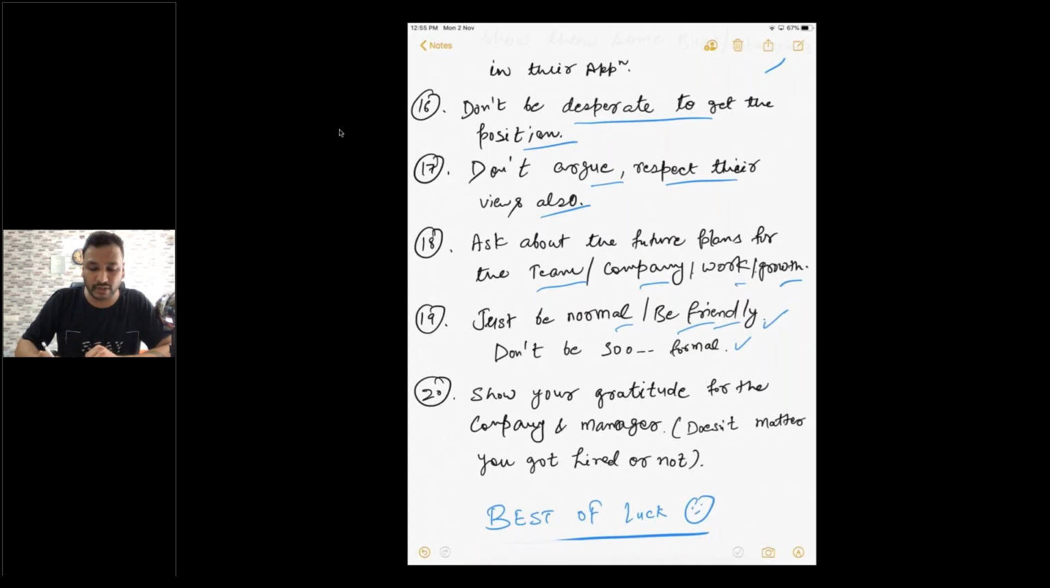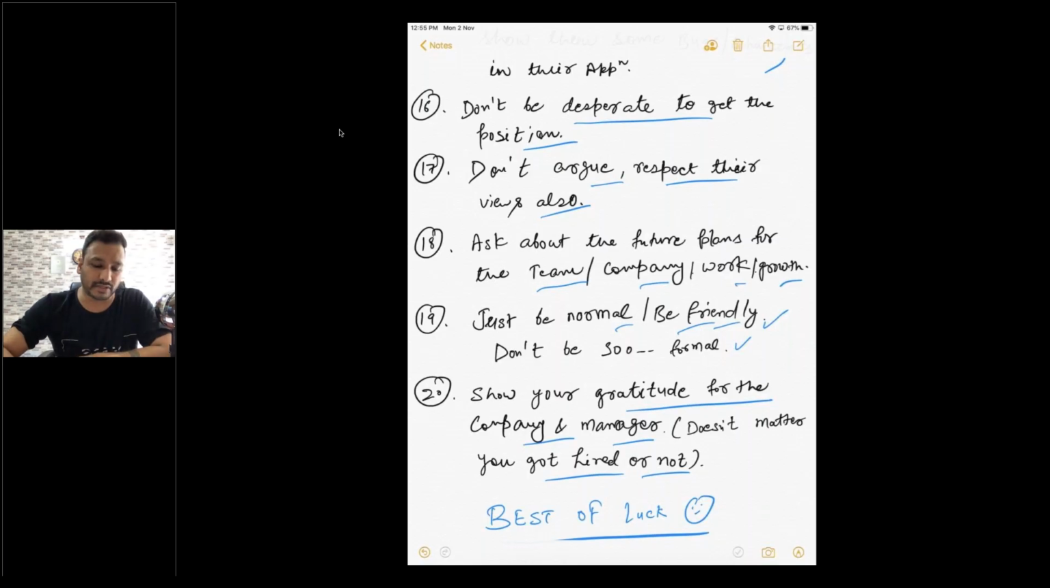That's where the last point is: show your gratitude for the company and the manager. For that company, they have called you. It doesn't matter whether you got hired or not, guys. Show your gratitude because they have called you. You never know, with this attitude, they might definitely give you a chance.